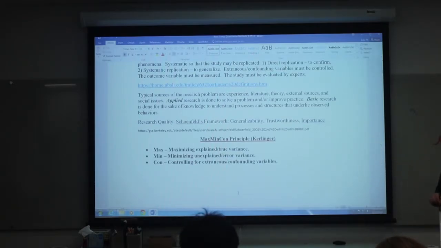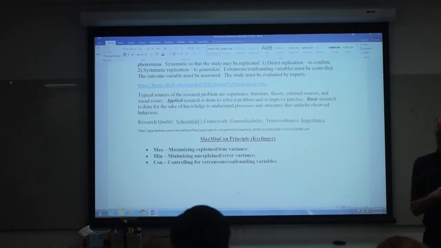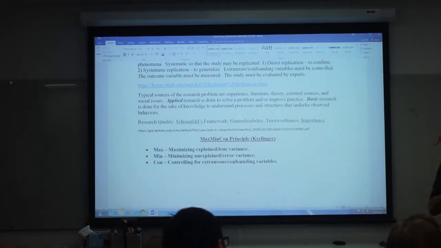And then the importance of the study. When you write your proposal, chapter 1, you have a section called significance of the study, right?